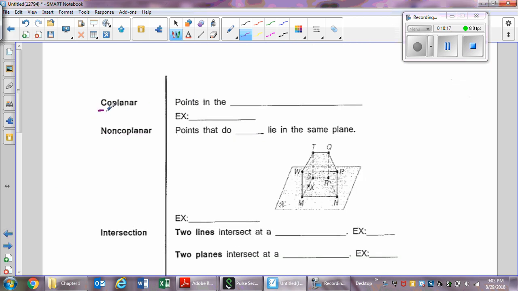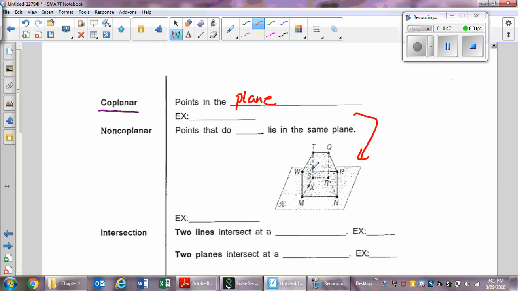Now we're going to do what is coplanar. Remember, co is together, planar, plane. Points in the same plane, right? All right, so points in the same plane is what we have to say. So let me change the color. Okay, and in this case, you have this example to represent. So this is what I'm looking at.